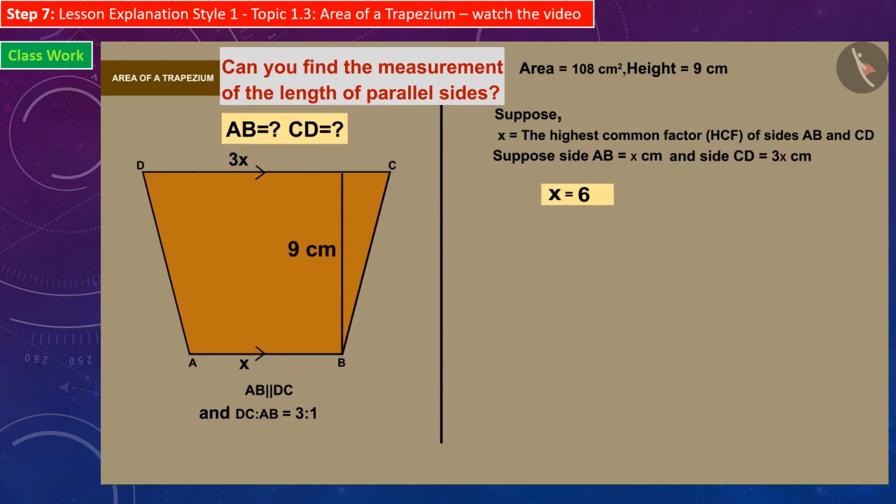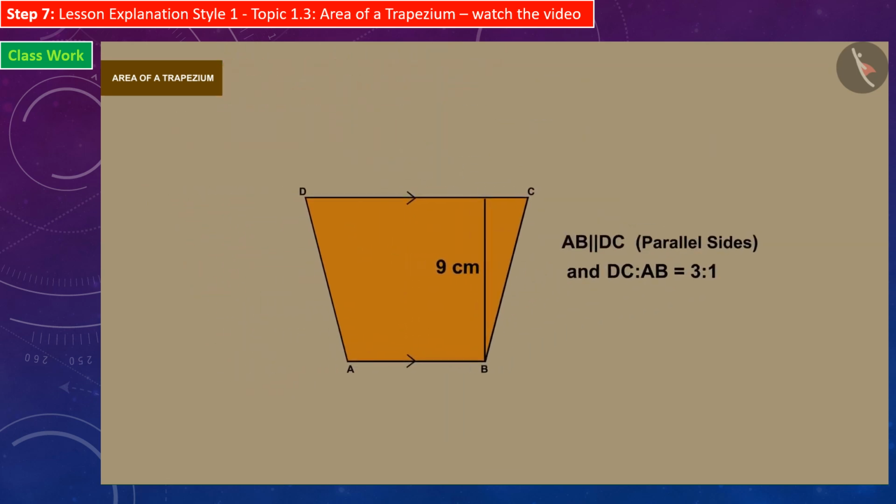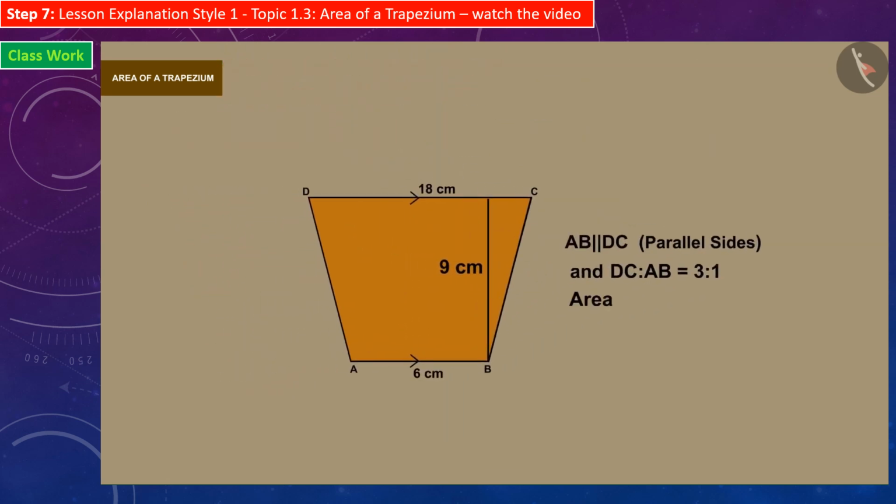Perfect. Substituting the value of x, we get the value of AB as 6 cm and the value of CD is 18 cm. This is what we had to find out in this question. Today, we learned to find the value of parallel sides of trapezium with the help of an example when the area of trapezium, height and the ratio of parallel sides are known to us.